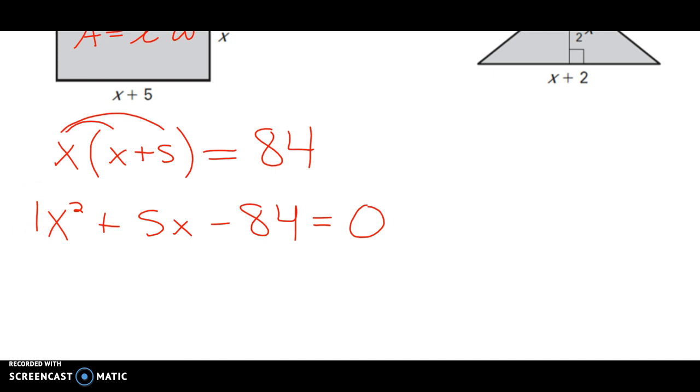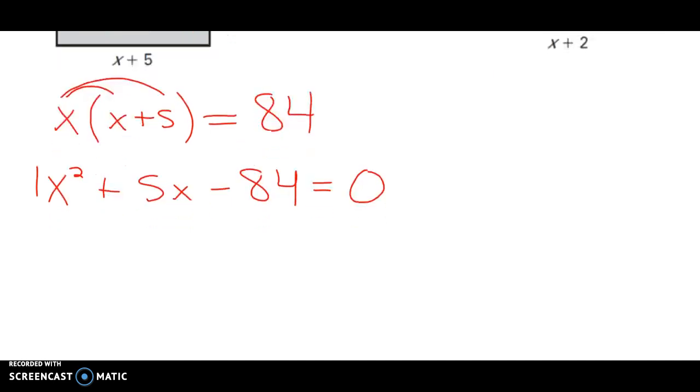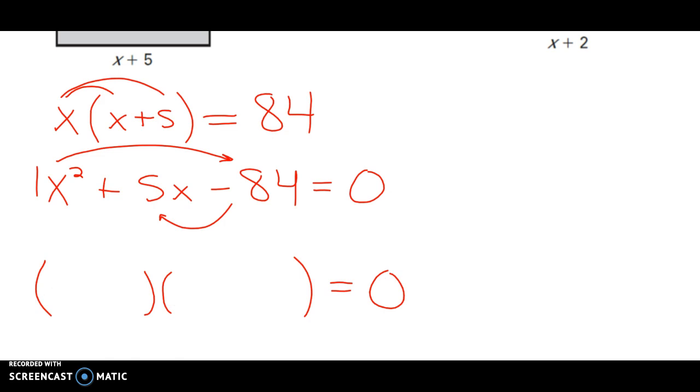So in this case, you can check and guess: are there any factors of negative 84 that add up to 5? What times what is negative 84? You might have to check and guess a little bit. Well, negative 7 and 12. Do we agree with that? Negative 7 plus 12 is 5? Is that right? Good?